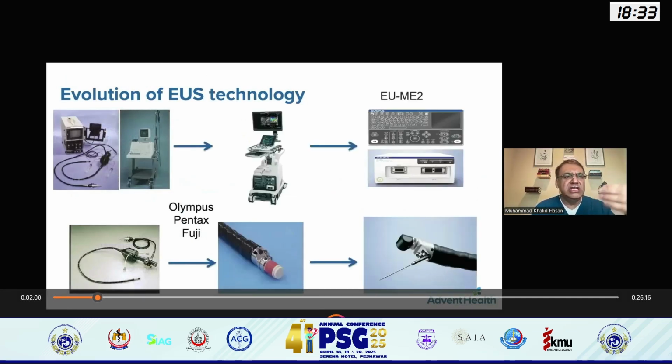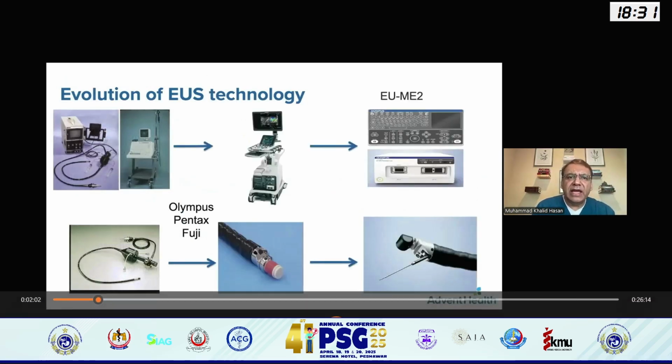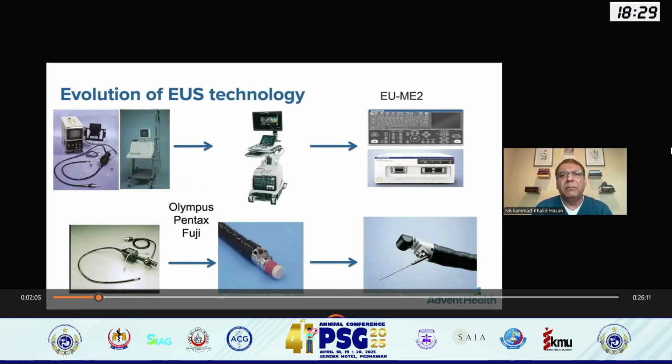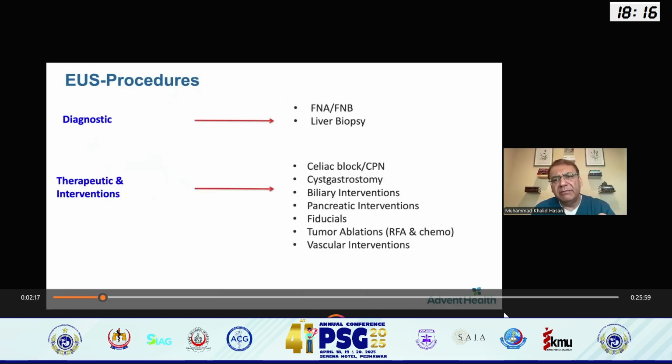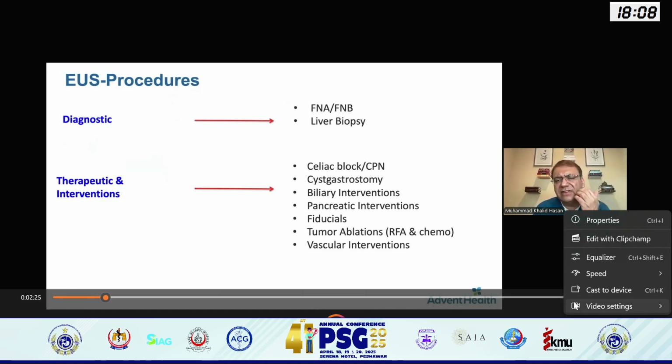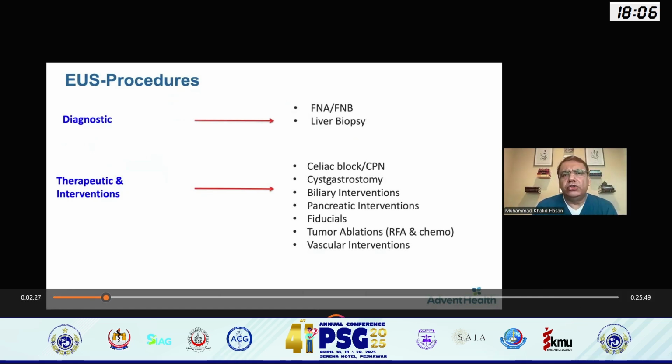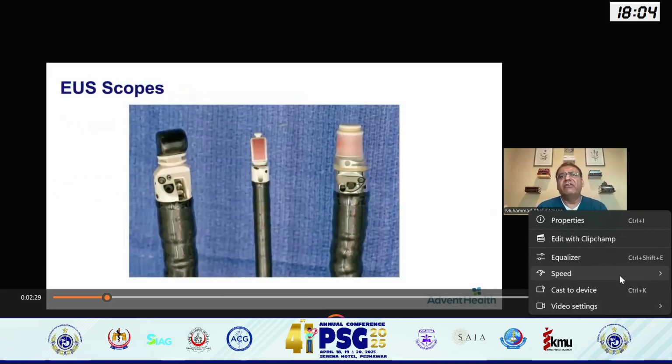Technology has changed. It was very bulky and mechanical before, and now it has become much more sophisticated and much more user friendly. With EUS, I would be focusing mostly on diagnostics, which is the imaging and examination, and a little bit about FNA, FNB. I would not talk about liver biopsy, which is a totally separate topic. Therapeutics and interventions, you know that we use EUS for a lot of interventions now.